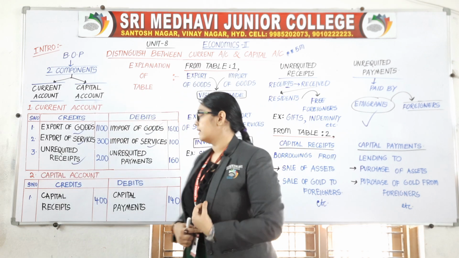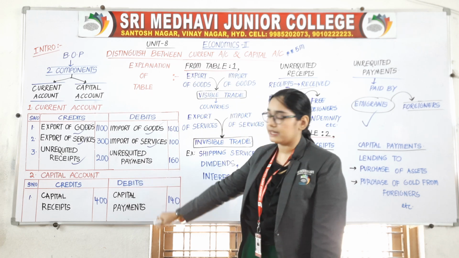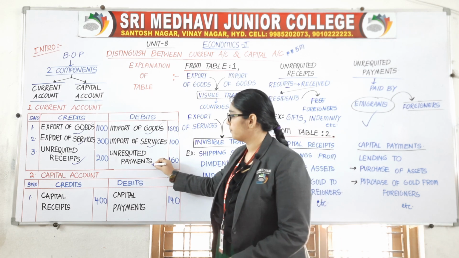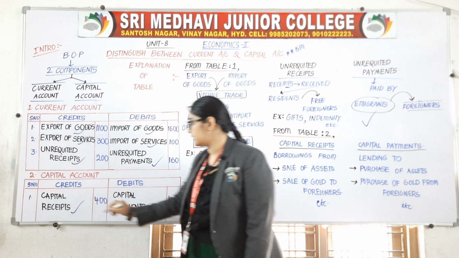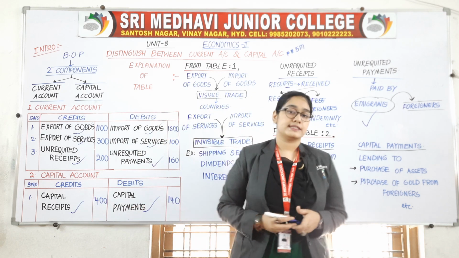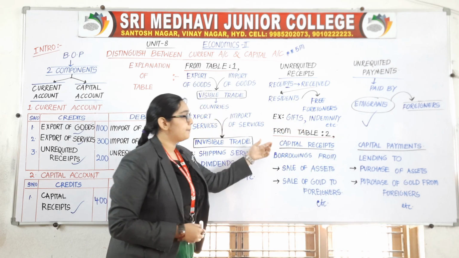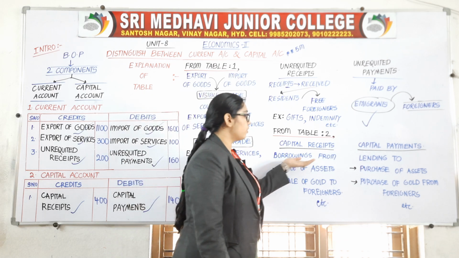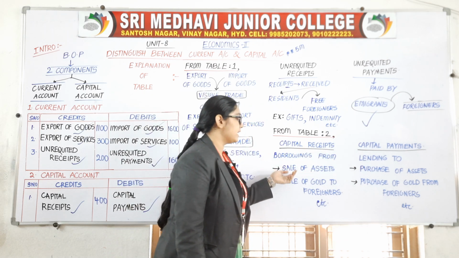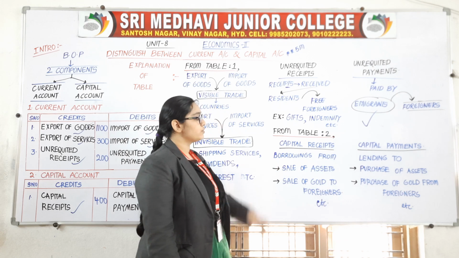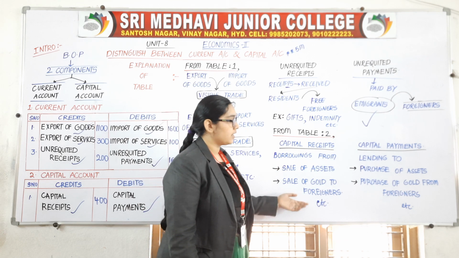From table 2. Now you can see that table 2 is the capital account. What do we have here? Capital receipts and capital payments. Let us see here. Capital receipts: the borrowings, from sale of asset, sale of gold to foreigners, etc.